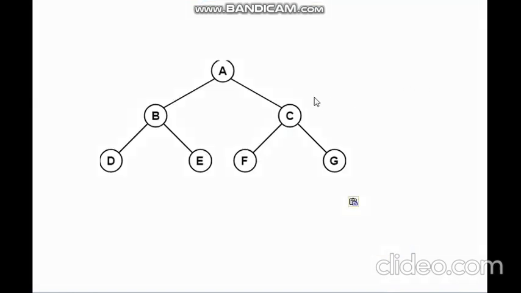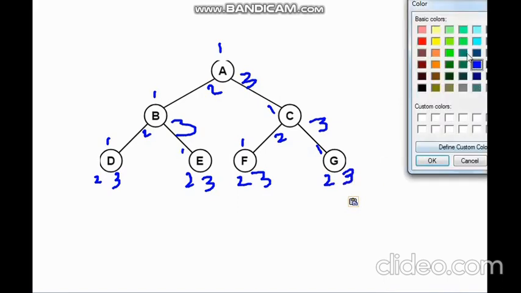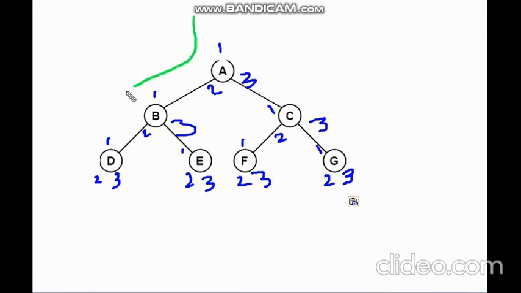Yeah, this is the given graph. So first we need to identify the numbers. 1 is root, 2 is the left subtree, 3 is the right subtree. Here root, left subtree, right subtree. Here root, left subtree, right subtree. Root, left, right, at every level. Okay. Now I am traveling like this.